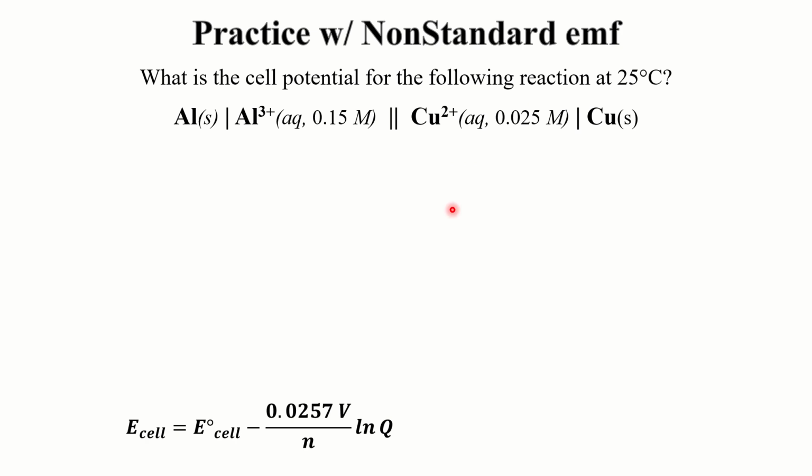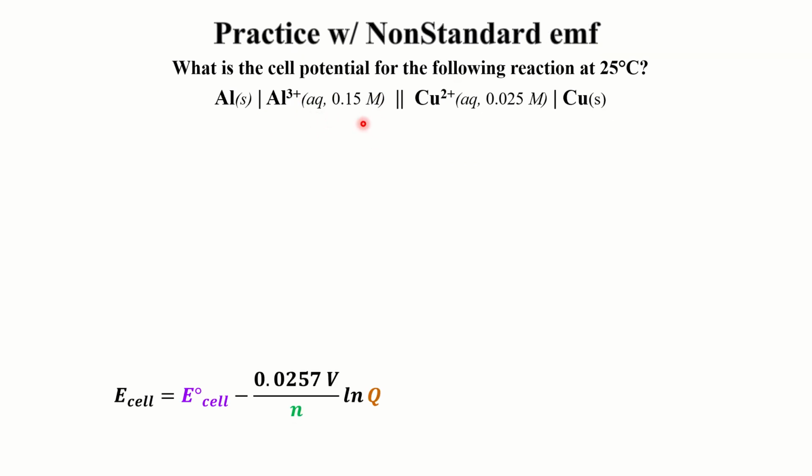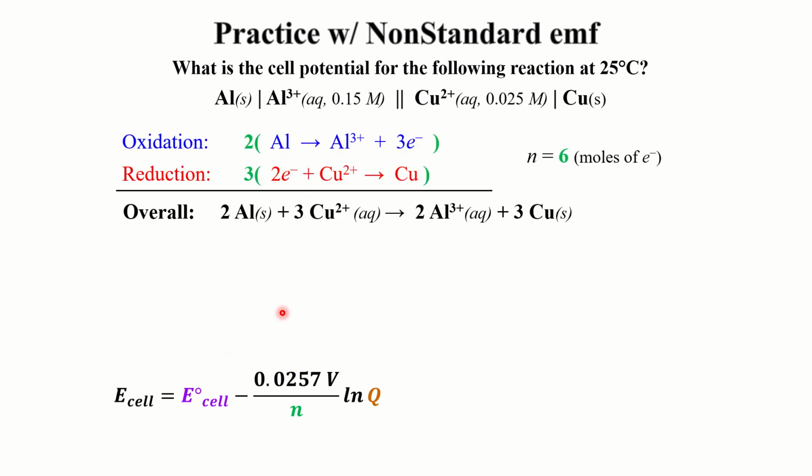Walking you through a practice problem, what is the cell potential for the following reaction at 25 degrees Celsius? Let me walk you through the steps. Notice that we're at 25 degrees Celsius, which is 298 Kelvin, so we can use that simplified version of the equation. I'm going to start by writing out my half reactions. My oxidation half reaction, the anode, is aluminum forming aluminum 3+ ions and giving off 3 electrons. My cathode half reaction, the reduction, is 2 electrons plus copper 2+ to form copper.